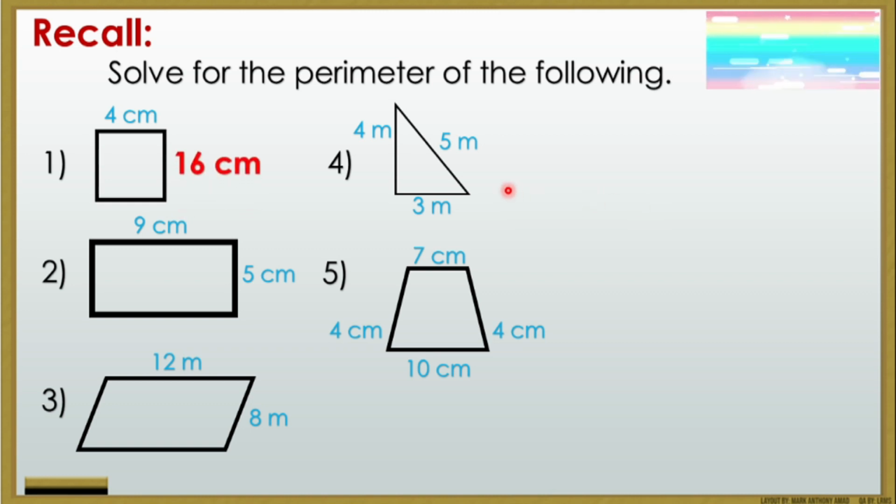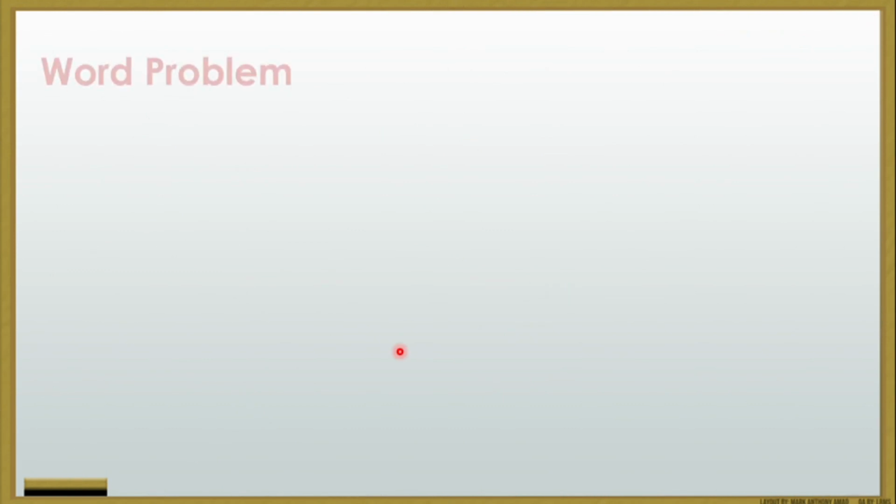Okay, time is up. For number 1, the correct answer is 16 centimeters. For number 2, the correct answer is 28 centimeters. For number 3, we have 40 meters. For number 4, we have 12 meters. And for number 5, 25 centimeters. So that would be the correct answer. I hope, Grade 4 pupils, you already know how to find the perimeter of some plane figures. So let's start with the lesson.